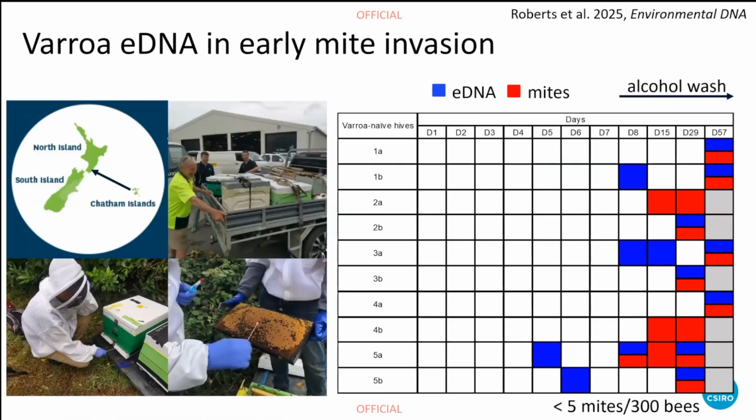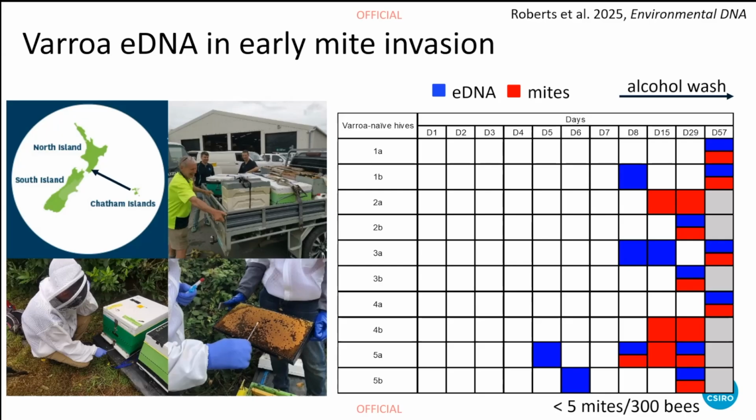Another experiment we did over in New Zealand was where we were specifically wanting to look at eDNA detection during that early mite invasion. And so for this, we brought 10 nucleus colonies across from the Chatham Islands, which is to the west of New Zealand and is still Varroa free. And we brought them across to the Wellington Club apiary and monitored them as they first became invaded with mites. So for this experiment, we only collected eDNA swab samples from the entrance and brood frames for the first 8 days. And then from day 8 onwards, we were also doing the alcohol washes.